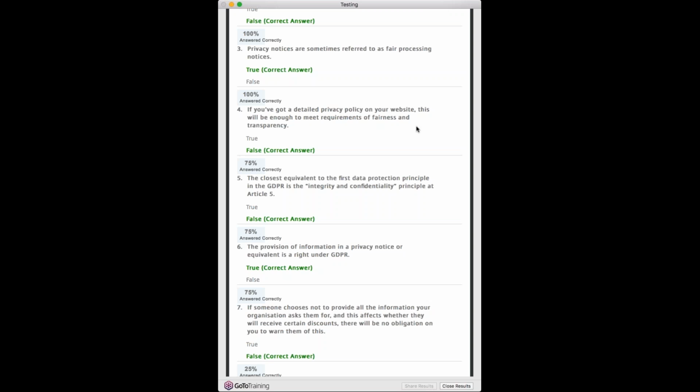6, the provision of information in a privacy notice or equivalent is a right under GDPR, and that is true.